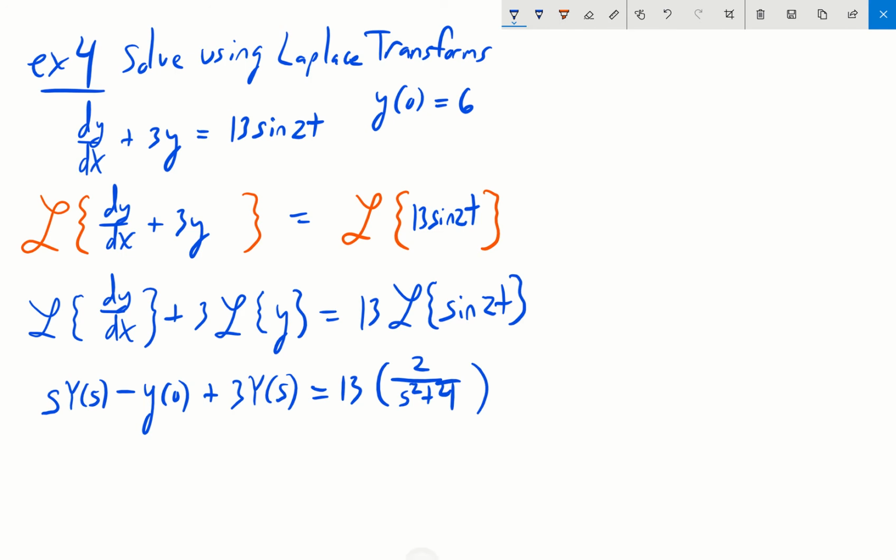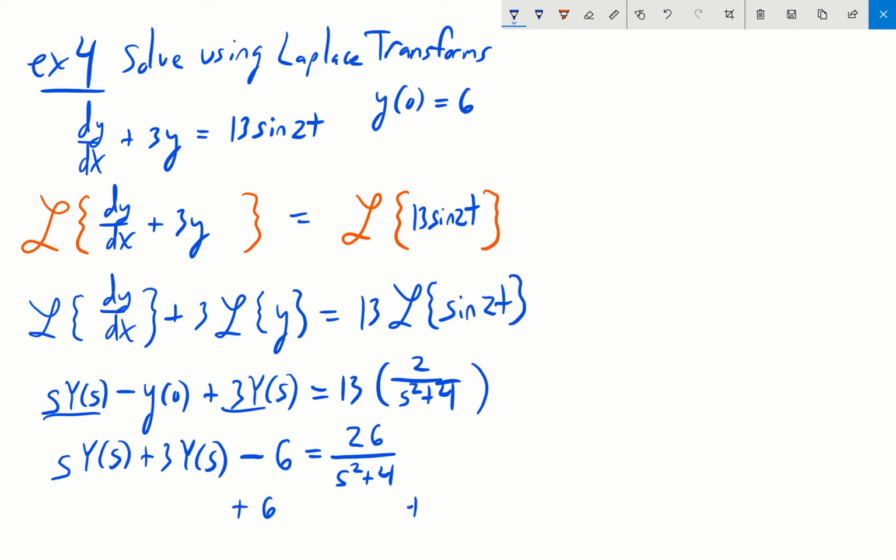We can simplify this quite a bit. So we have our s y of s term here, plus 3 y of s, and now minus y of 0. Recall that the initial condition we had was that y of 0 is equal to 6, so I can replace y of 0 with 6, and this is equal to 26 divided by s squared plus 4. We have an algebraic equation now. We now want to get the y of s by itself.